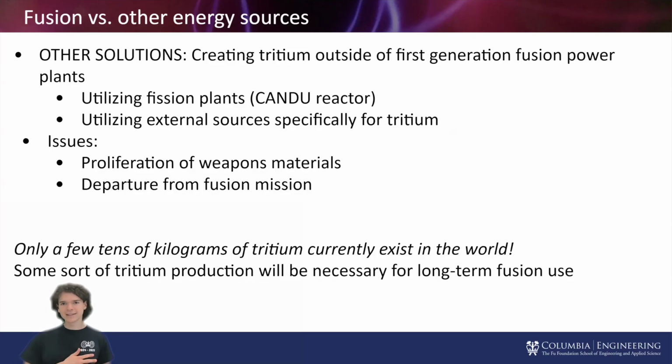There are some other ideas for solutions to making tritium. One of them is using fission plants. There are things called CANDU reactors, and they can actually generate tritium, and they might help before we get fusion power plants online first without tritium blankets to surround our device. These might produce fusion power, but we need to supply the tritium from somewhere else. We could also create external tritium sources.